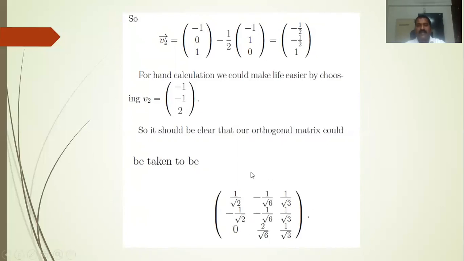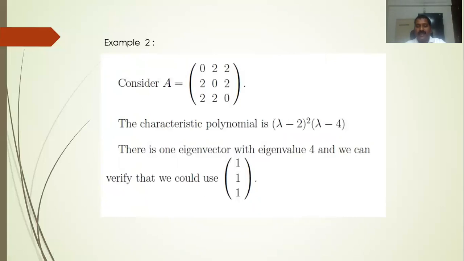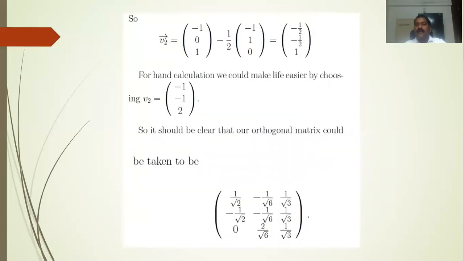And what are the diagonal elements? What are the eigenvalues? So 2, 2, and 4. They are the eigenvalues, so they go as diagonal elements. So P is this, D is that, and P transpose. So the spectral decomposition of this matrix is P D P transpose, right? That's what I mean by a spectral decomposition. So a symmetric matrix can be decomposed as a product of an orthogonal matrix, a diagonal matrix, and its transpose.